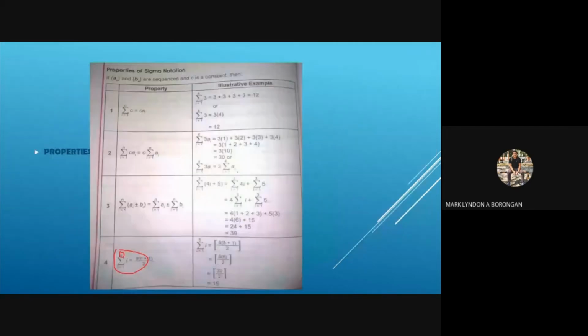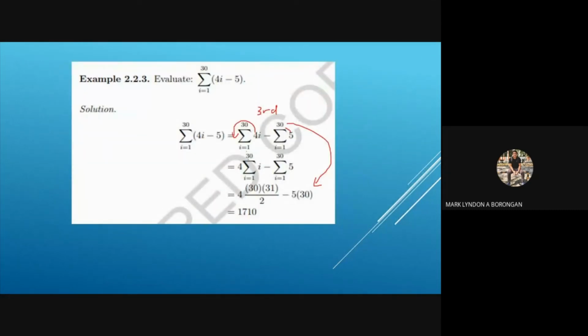The first property states that the summation of i equals n times n plus 1 over 2. Our n here is 30 times n plus 1, and n plus 1 is just 30 plus 1, so it is 31. Divided by 2. Now we have the multiplier 4, so we multiply 4 times 30 times 31 divided by 2.